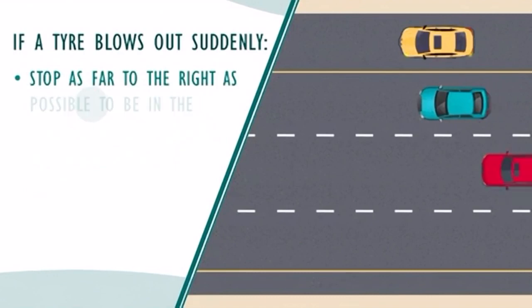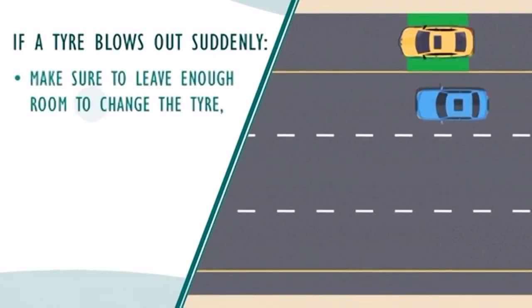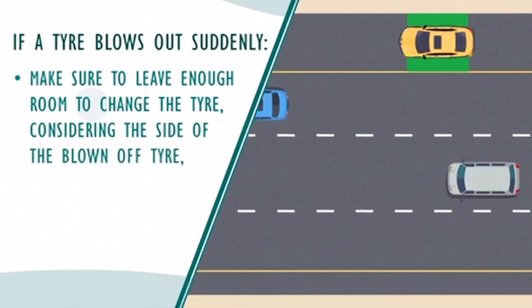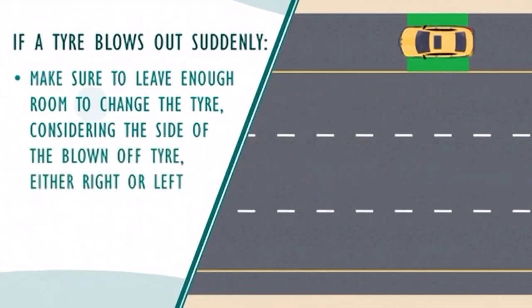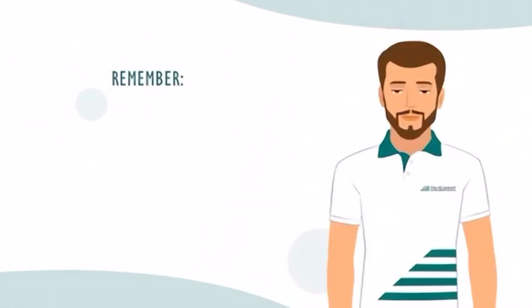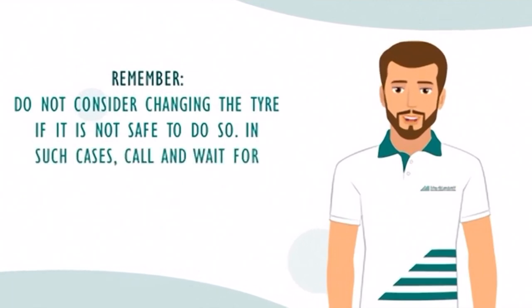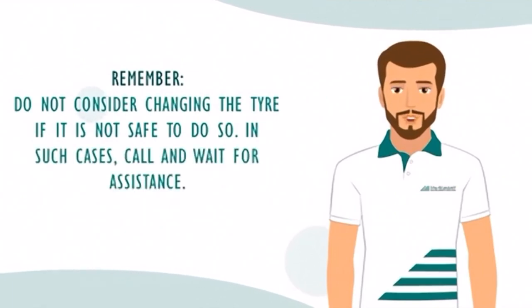Stop as far to the right as possible to be in the safest place. Make sure to leave enough room to change the tire, considering the side of the blown-out tire, either right or left. Engage the parking brake and turn on the hazard lights. Remember, do not consider changing the tire if it is not safe to do so. In such cases, call and wait for assistance.